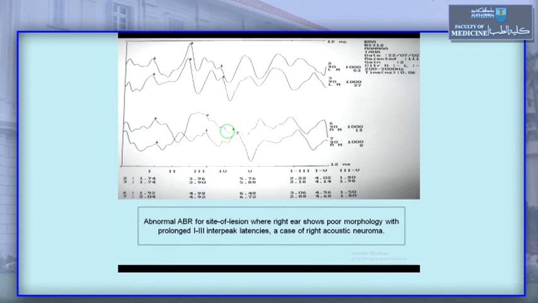So we have 2 applications: testing for thresholds in difficult to test patients, like babies, like infants, like the mentally handicapped, like malingerers. And the second application is testing for the integrity of the central auditory pathway.